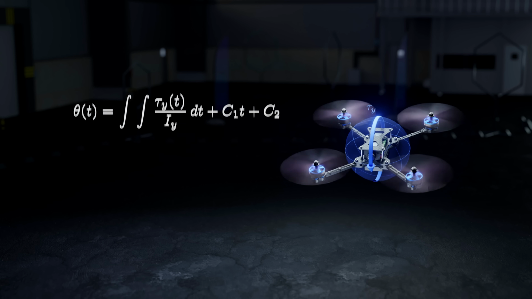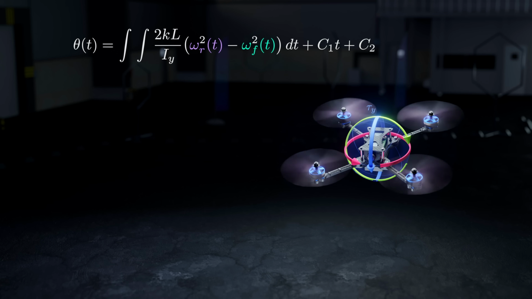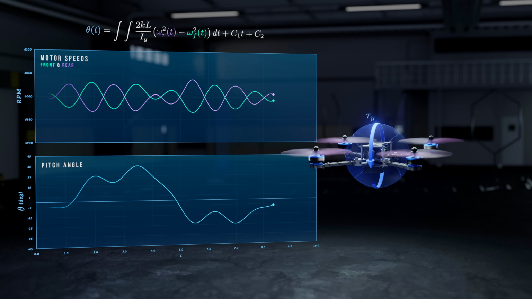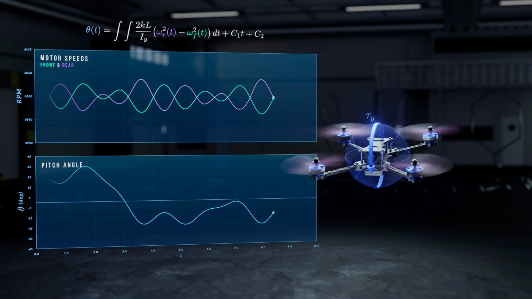Similar equations can be derived for the roll and yaw axes as well. These equations form part of the mathematical model of the drone, a model engineers use during the design phase to simulate its behavior and fine-tune the control system parameters.